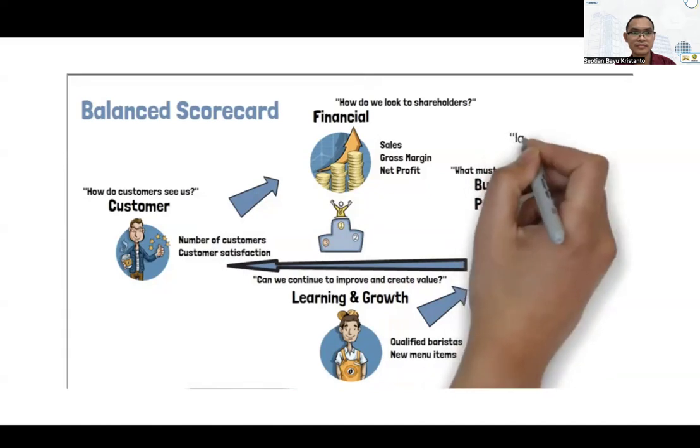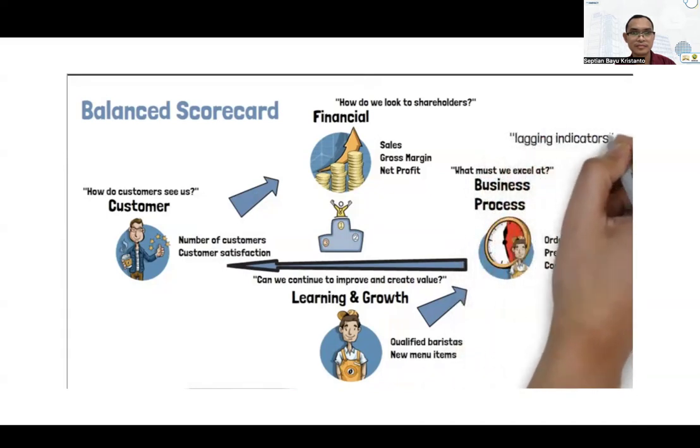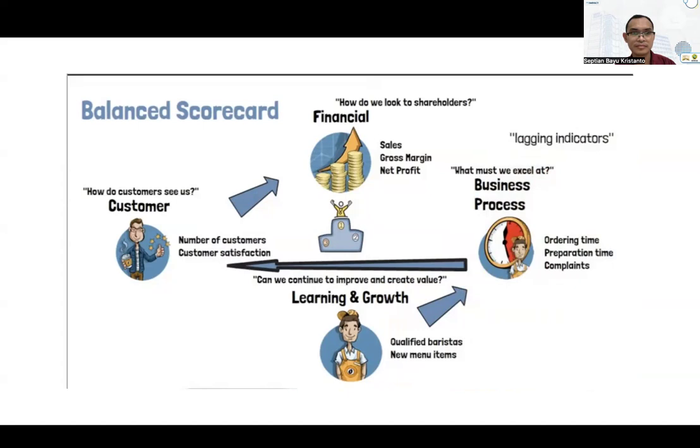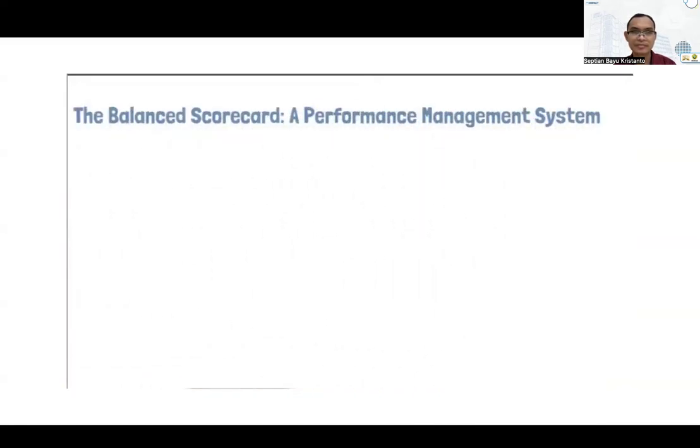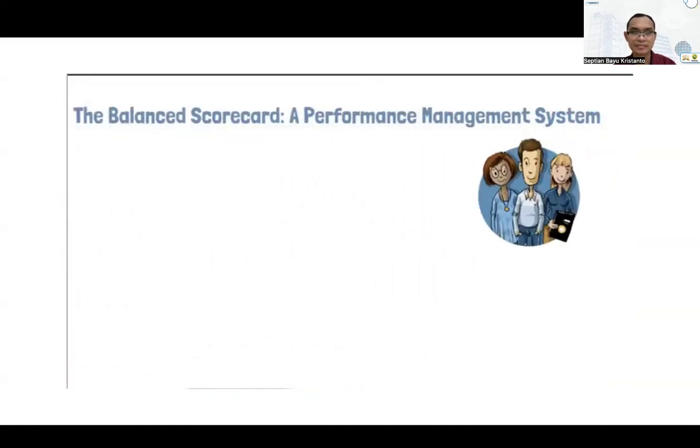This is why financial results are referred to as lagging indicators, since they tell us about past performance. Results related to the non-financial dimensions are called leading indicators. They give us information about future performance and need to be managed today in order to get good financial results tomorrow. The Balanced Scorecard can serve as a performance management system for the entire company.